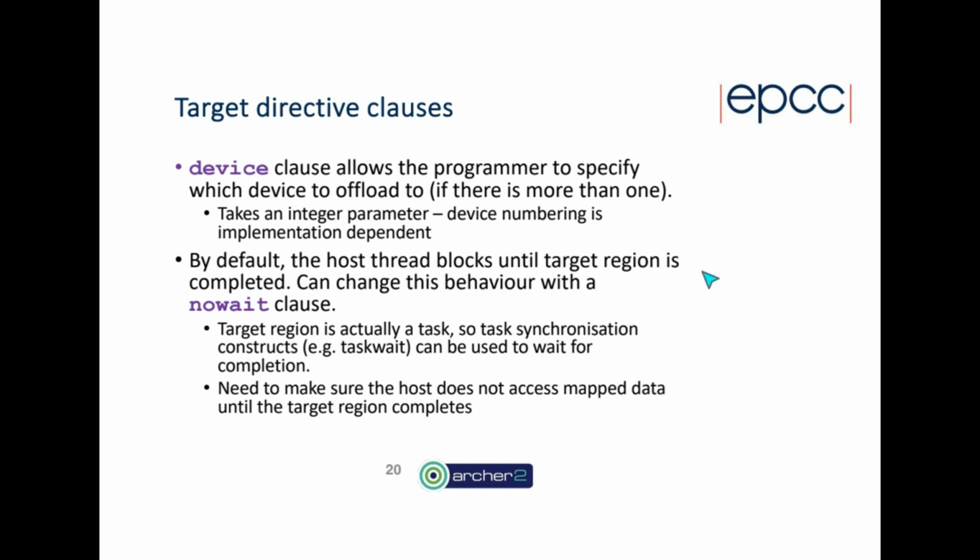I mentioned earlier that by default the host thread will block until the target region is completed. And you can change that behavior by putting a nowait clause on the target. If you do that, then from the host's point of view, you are changing the target region into a task. So then you can use task synchronization constructs like taskwait to wait for completion of what's now the asynchronous offload.